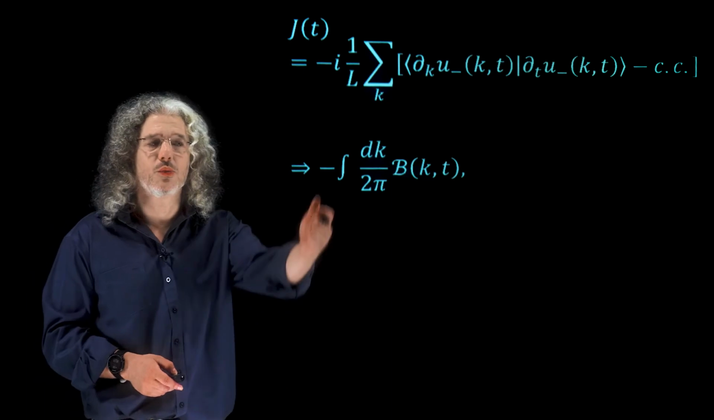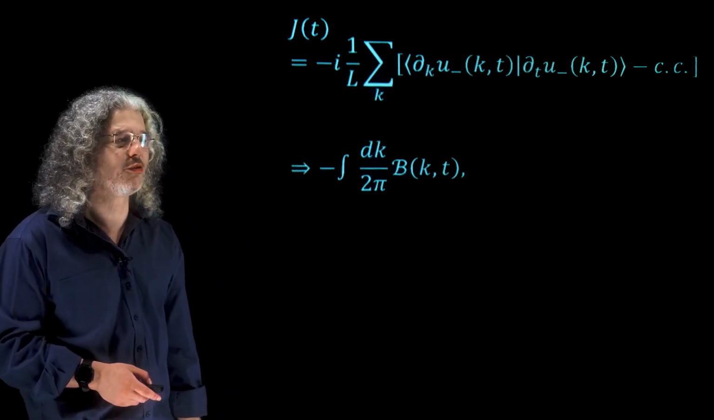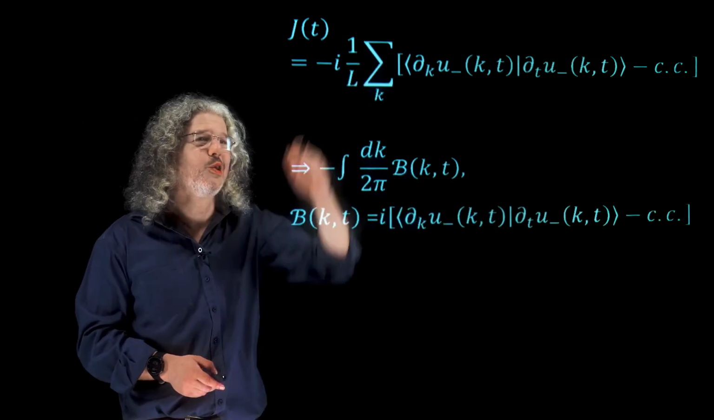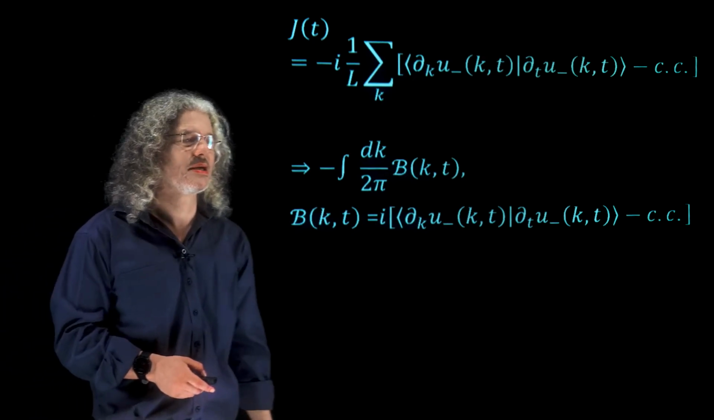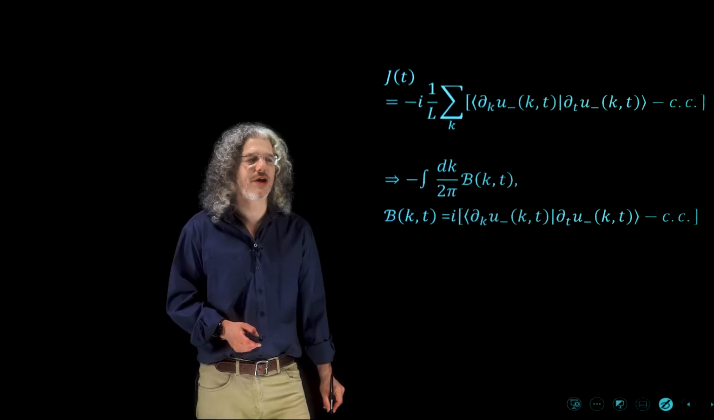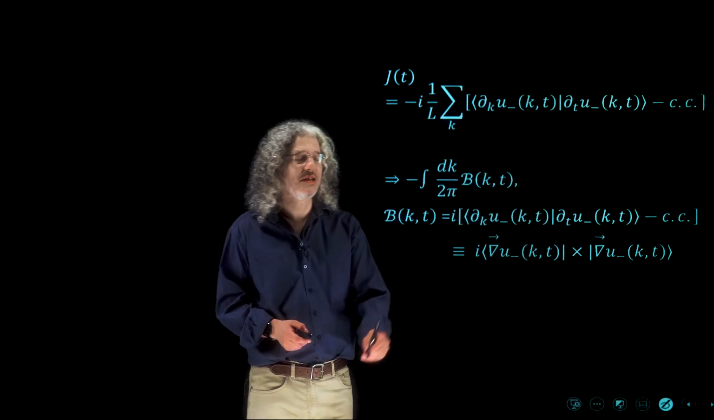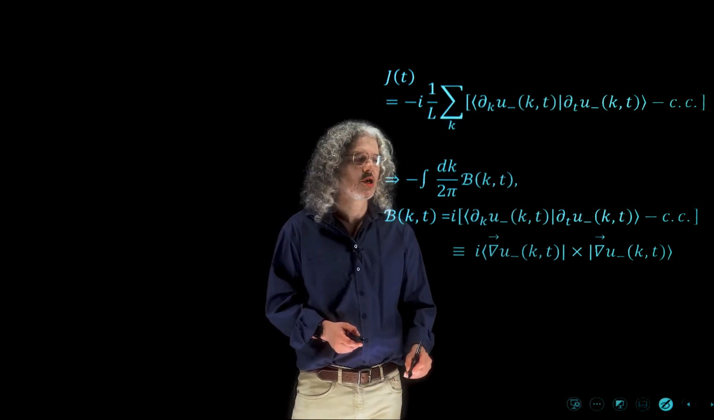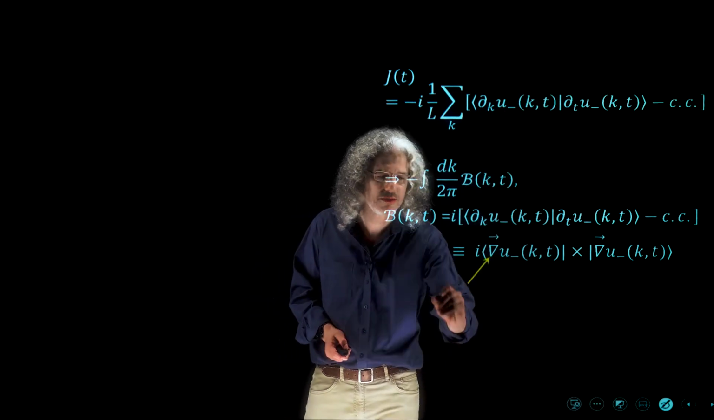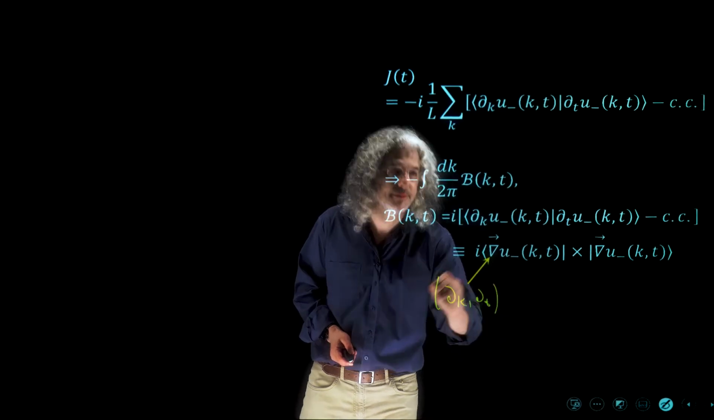So now we can go to the continuum limit, in which we send L to infinity and we integrate over k. We can write this expression for j_t in the following way: minus ∫dk over 2π of B(k,t). And the expression for B(k,t) is simply copied from that expression. We can further simplify this expression by writing it as the bra gradient of u_minus cross the ket gradient of u_minus, and by gradient we simply mean ∂_k and ∂_t.